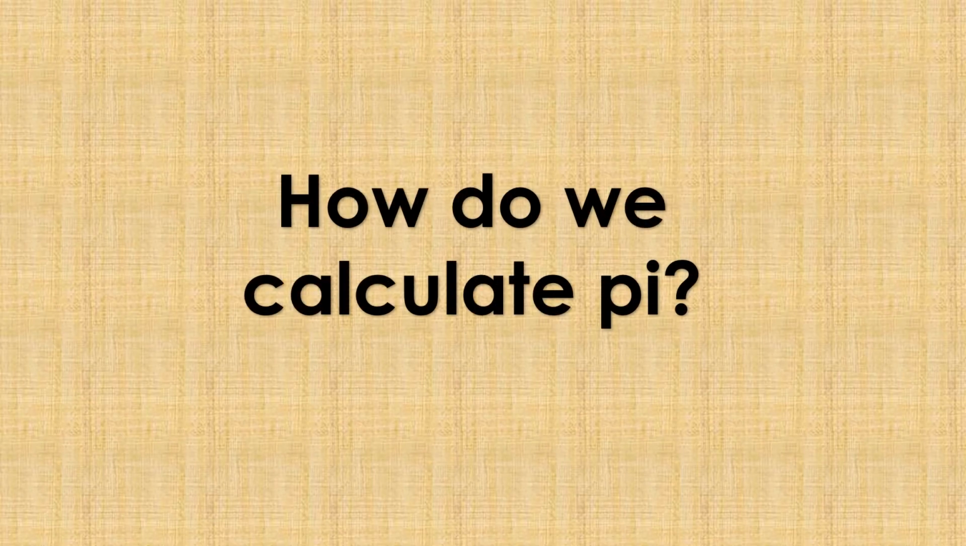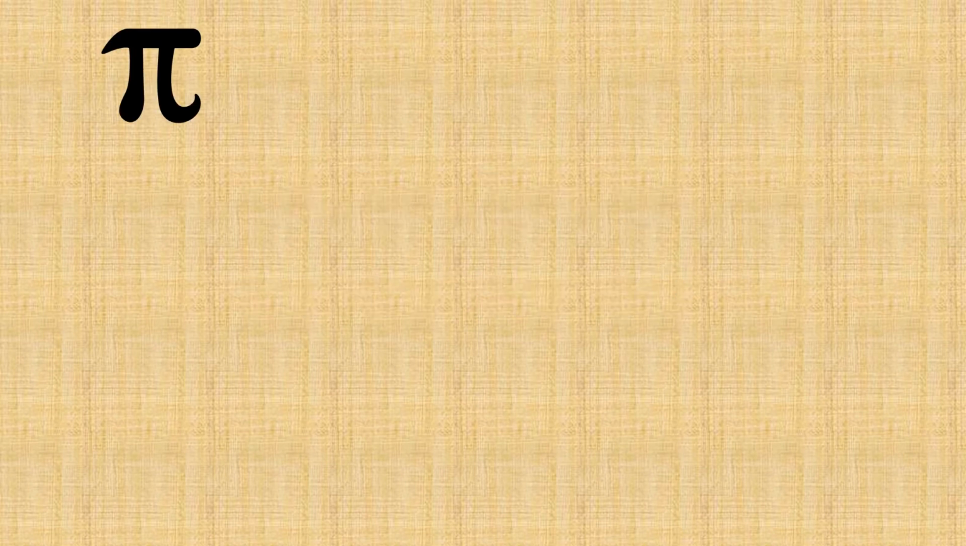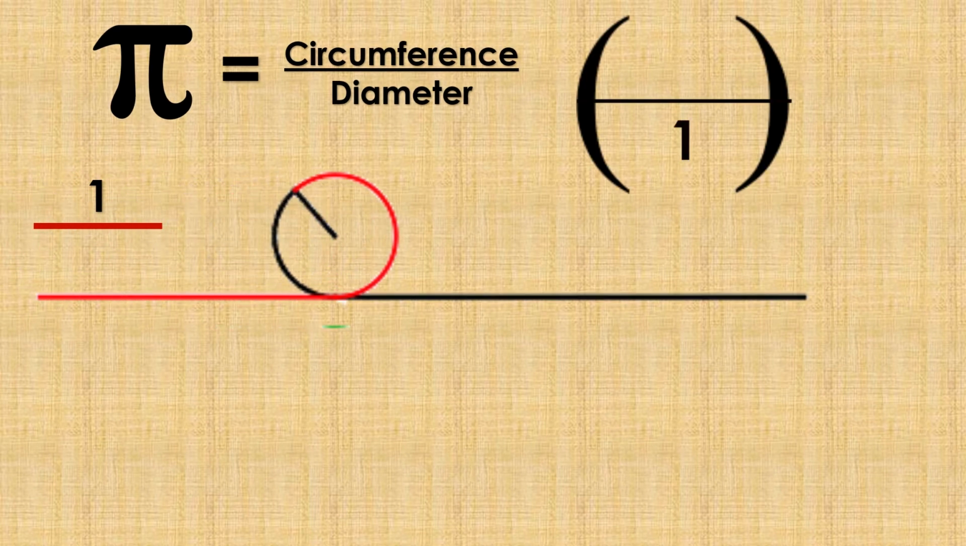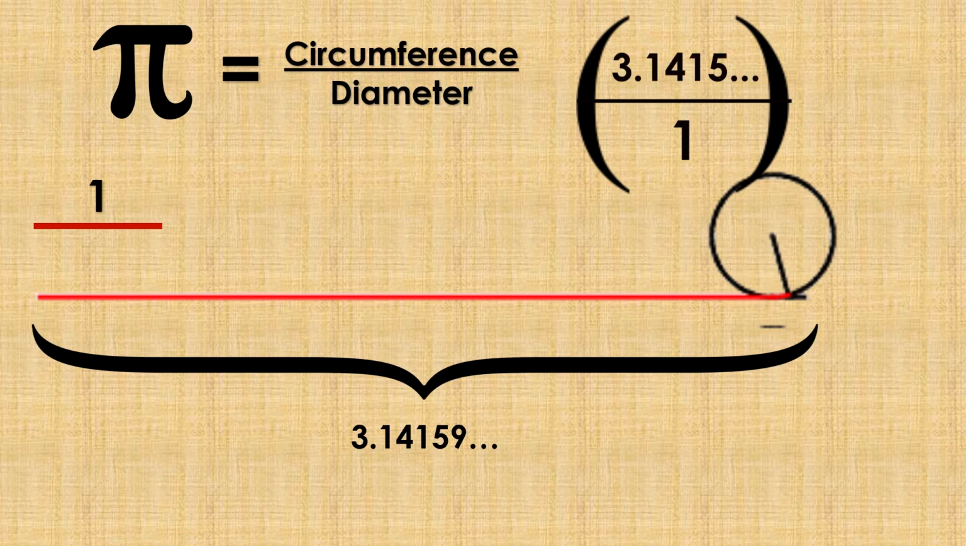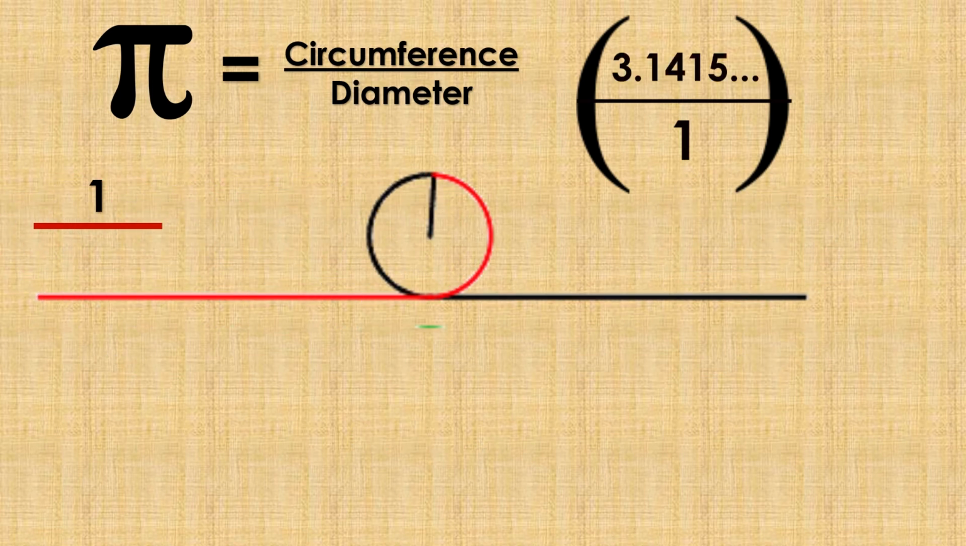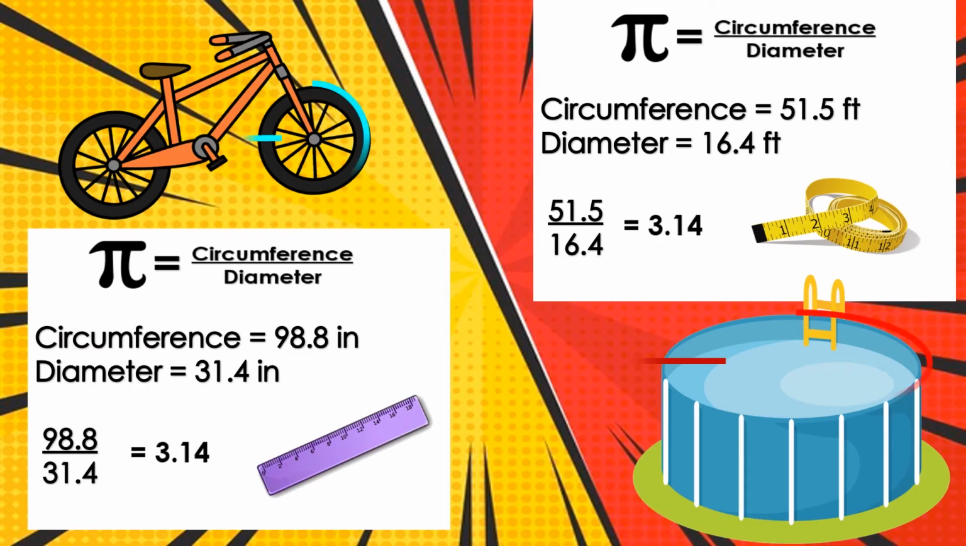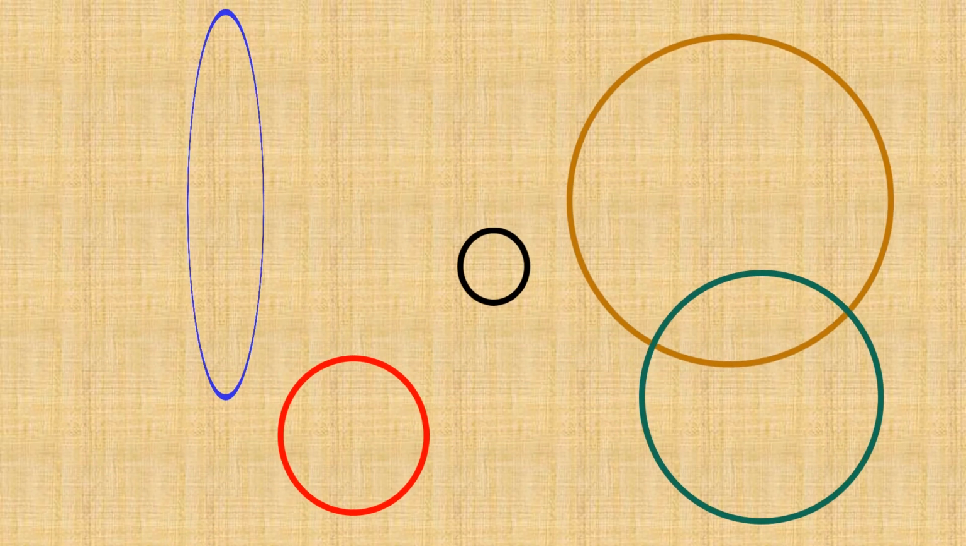How do we calculate pi? Pi has a formula of circumference over diameter. If the diameter is 1, measuring the circumference is 3.14159 and so on, which is equal to pi. Now let's have these two circles with different size and different diameter. We can see that we always get the constant pi. The value of pi is the same no matter how big or small a circle is.